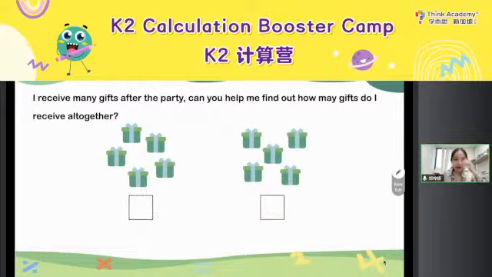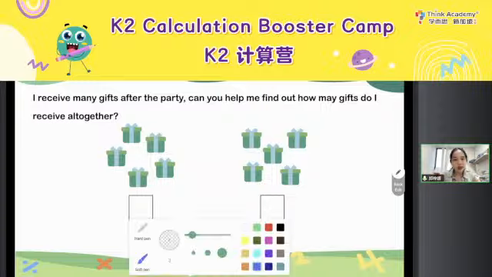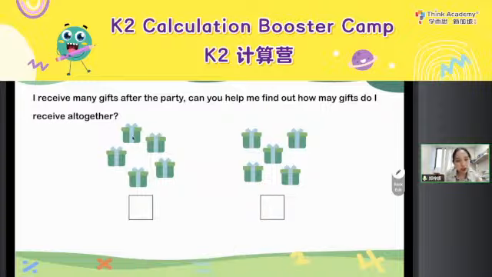Amazing job. Then, now, still, you know that after the birthday party, I received so many gifts in here, right? So, can you help me find out how many gifts do I receive altogether? So still, let's count the two parts one by one. Starting from the left part, I have 1, 2, 3, 4, 5. 5 gifts in here. For the right part, 1, 2, 3, 4, 5. 5 as well, which means how many do I have in total?